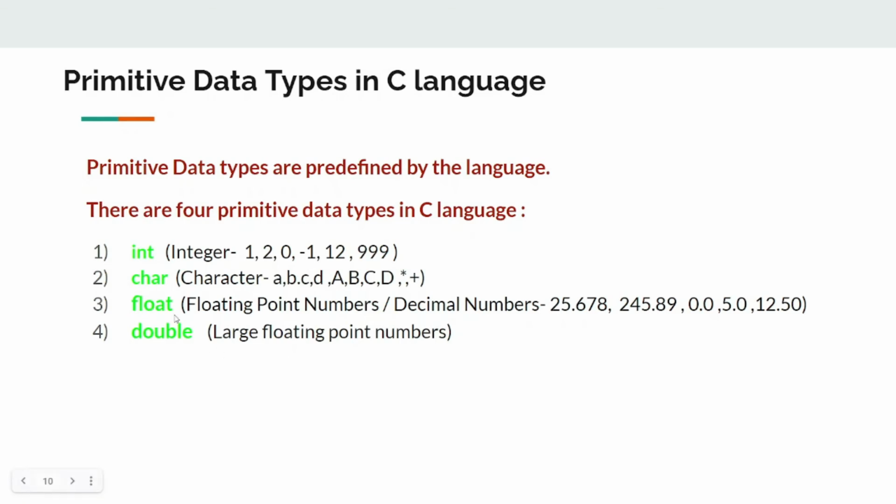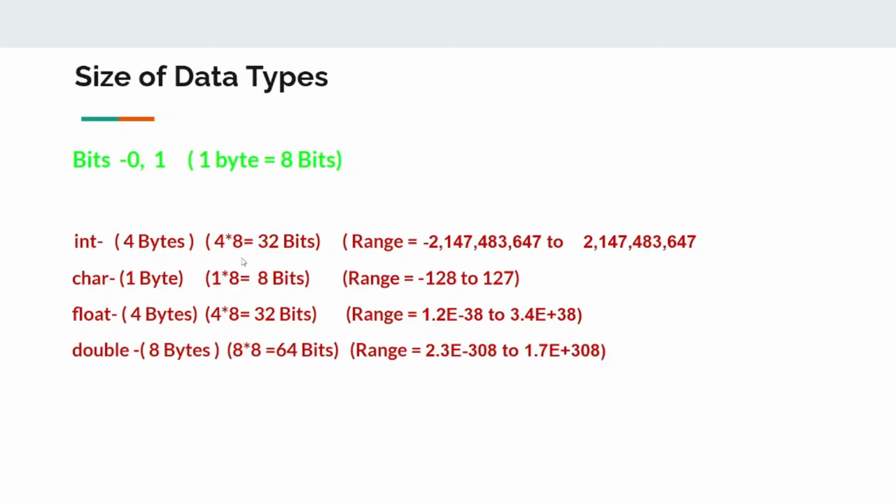Float has a limit of storing the variable up to a range. If we need a larger space for storing the variable, we will use the double data type. If the number which we want to store is a very large floating point number, we will use the double data type. Now, how much size do these data types occupy?